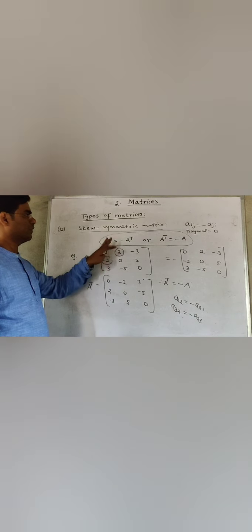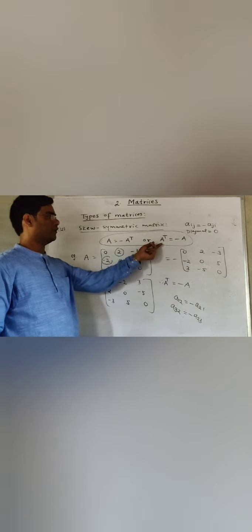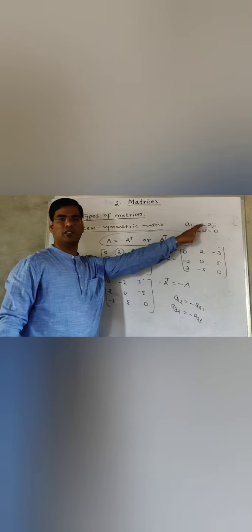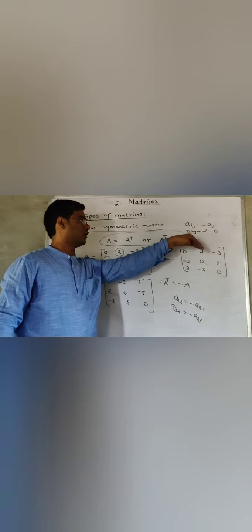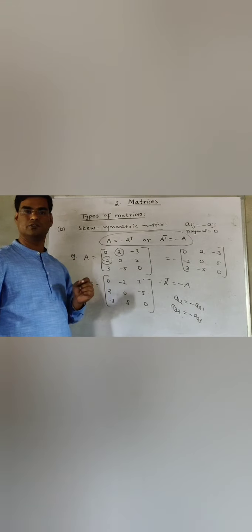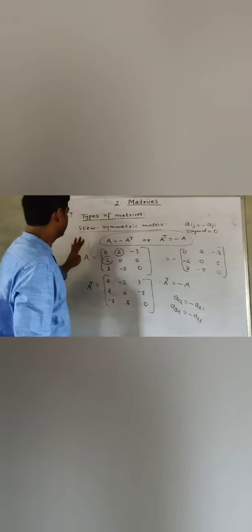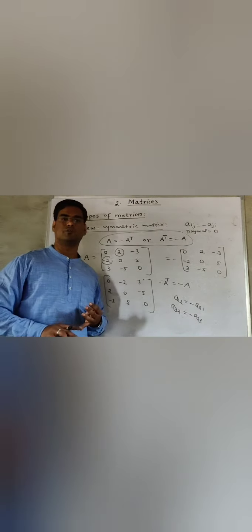So a skew symmetric matrix is a matrix in which A equals minus of A transpose, or A transpose equals minus of A. In short, aij equals minus of aji. And in skew symmetric matrices, diagonal elements are always 0, but for symmetric matrices it is not so. With this we have completed two types of matrices, symmetric and skew symmetric.